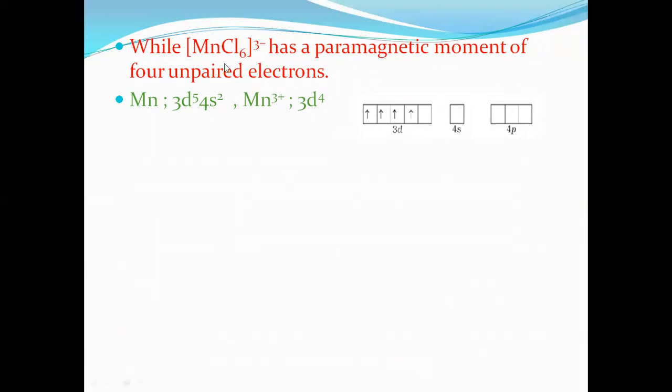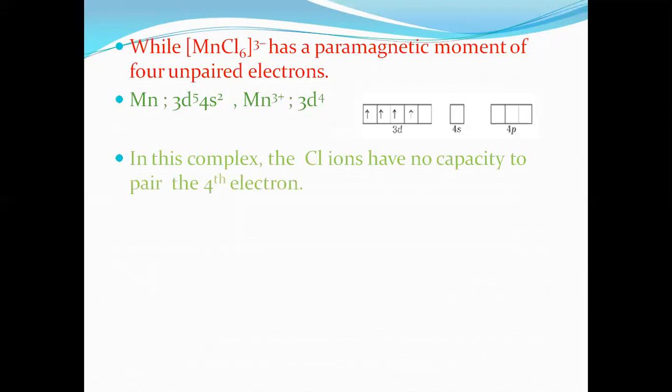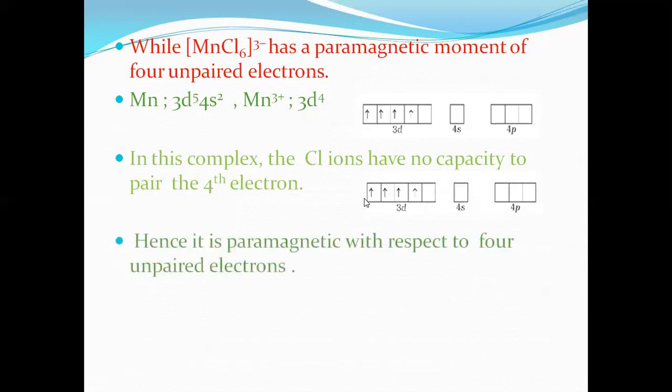Now the approaching ligand is chloride. Chloride has no capacity to pair up the electrons. Therefore, all the four electrons remain unpaired. Hence, it is paramagnetic with respect to four unpaired electrons.